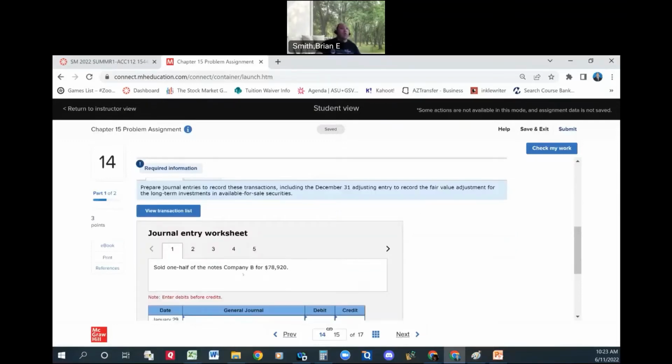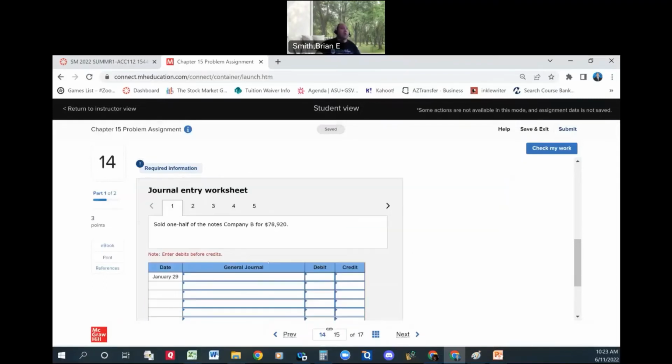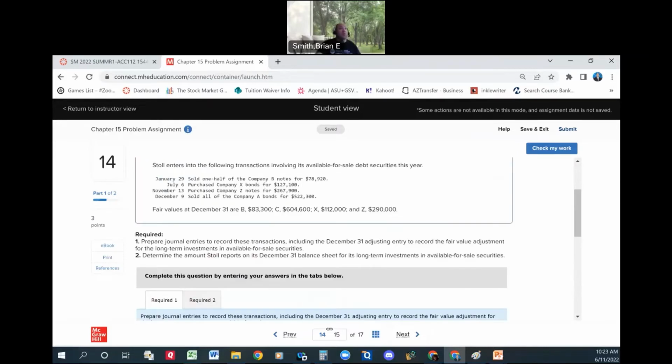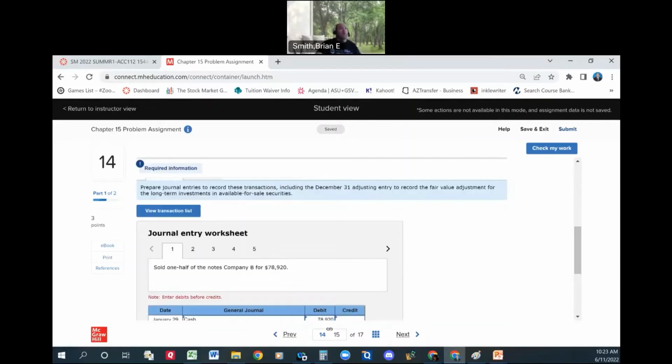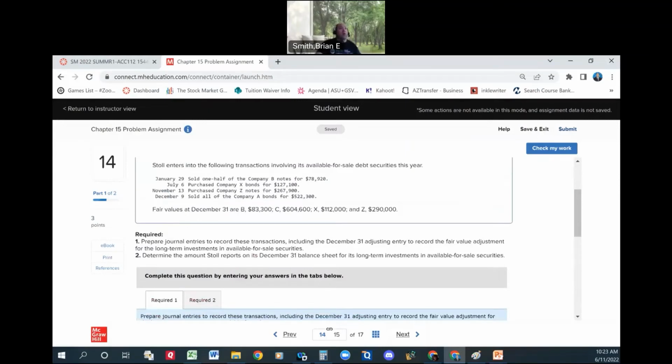Sold one half of the notes, Company B, for $78,920. All right, so we're going to receive cash for $78,920. Whoops, see, it didn't take cash. All right, and then let's see how much it is. Fair value is at December 31st. So we sold this pretty quick, and it was Company B. Our fair value was $83,300.